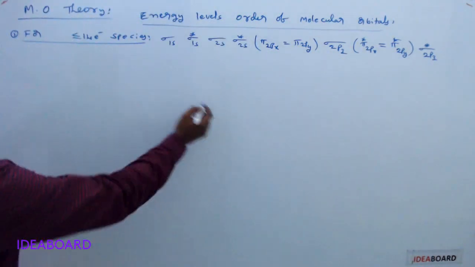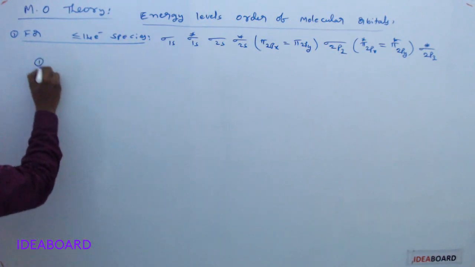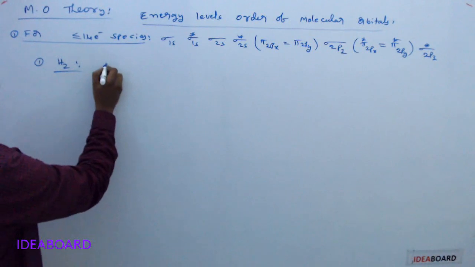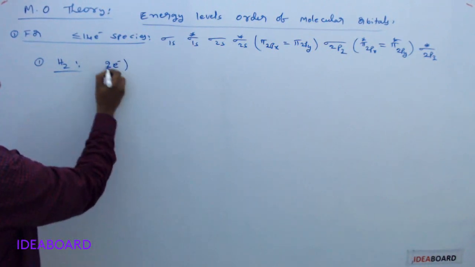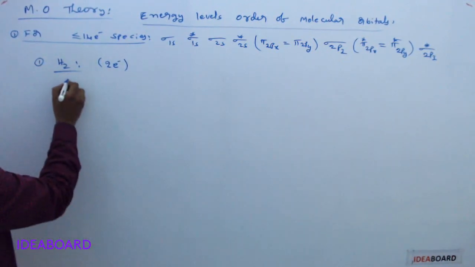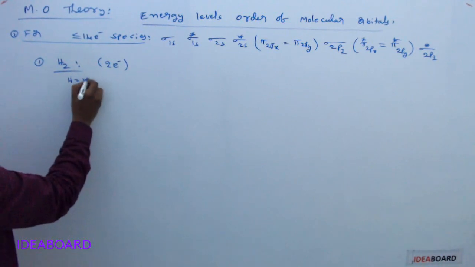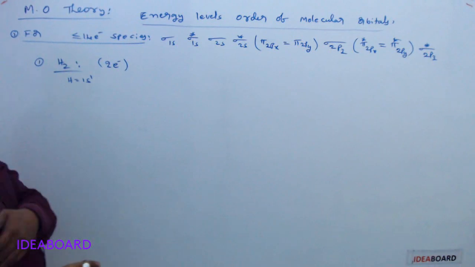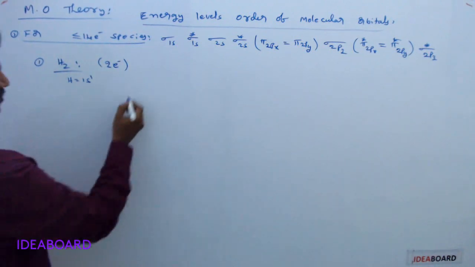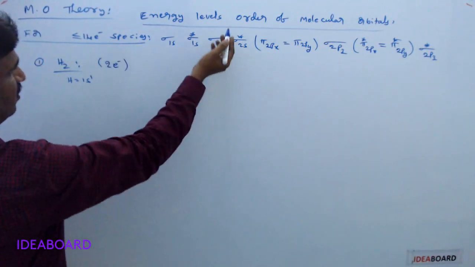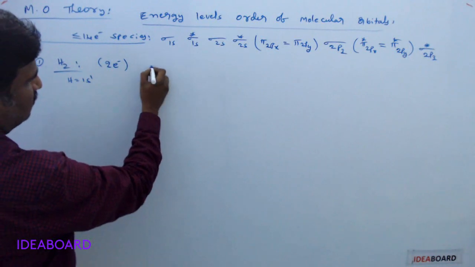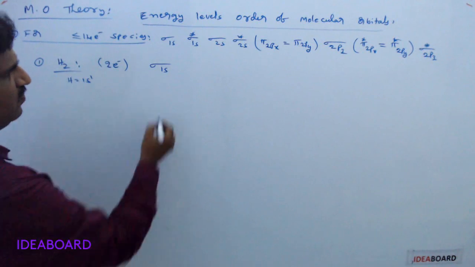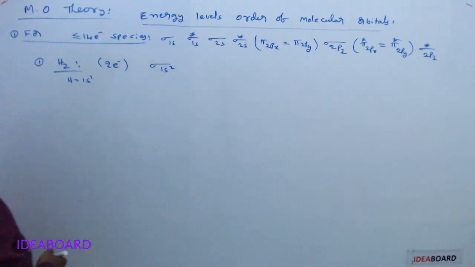So the first species I am taking, yesterday I gave this H2 molecule. Here H2 molecule means the number of electrons present is 2 electrons only, because hydrogen has 1s1. So when we combine two atoms, we get only two electrons. For the two electron species, how can we write the molecular orbital energy levels? We have only sigma 1s. Each orbital can be filled with two electrons, so we get this.